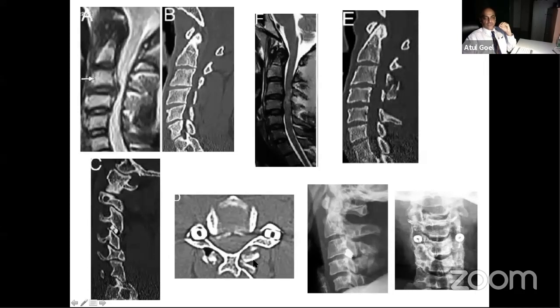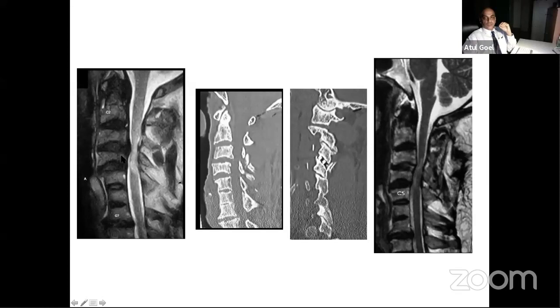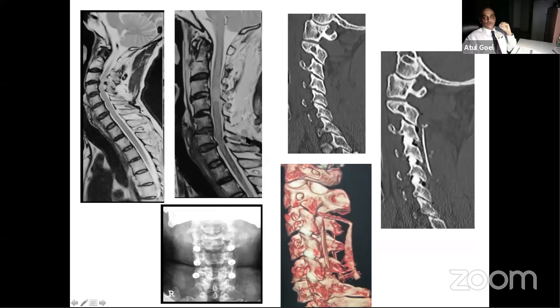I could have easily removed this, and I could have easily come and removed this and this, but that is not the treatment. This is not the problem. The ligamentum flavum is not the problem. The solution is stabilization. This is another case where there is a stabilization, and you see there is reduction in the osteophyte formation.